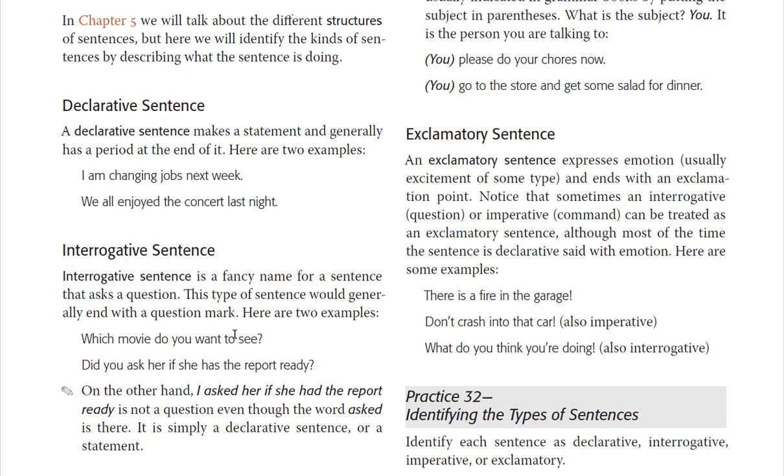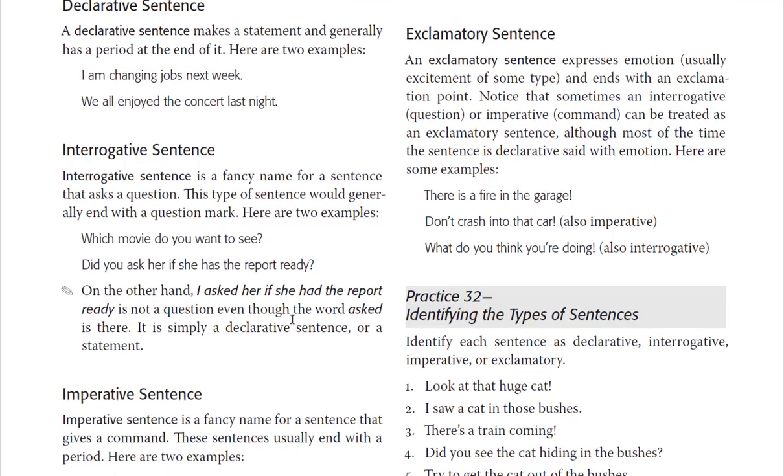Interrogative sentence. An interrogative sentence is a fancy name for a sentence that asks a question. This type of sentence would generally end with a question mark. Which movie do you want to see? Did you ask her if she has the report ready? And so anything that ends in a question mark is an interrogative sentence.